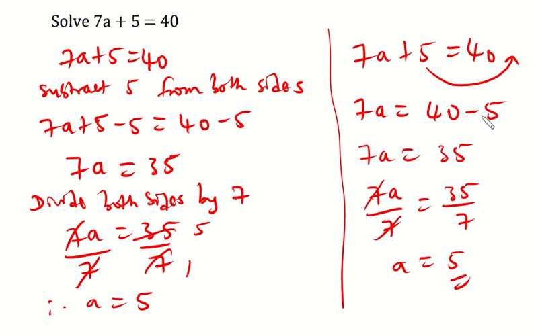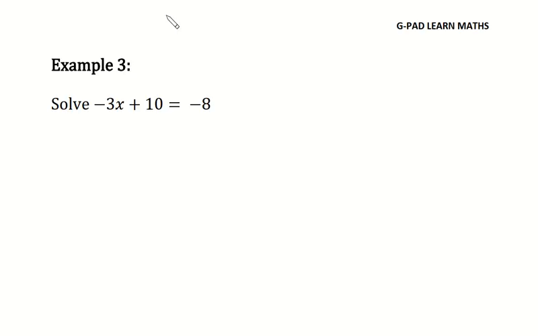Now compare the two, which is easier. I think this one is easier. Ordinarily, I would do this. I won't start saying subtract 5 from both sides. But I just needed to show you why some of these things are what they have become now. Is that okay? So let's look at another example before we end this video. Example 3 says minus 3x plus 10 is equal to minus 8.